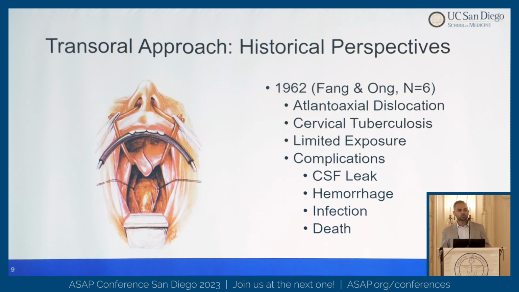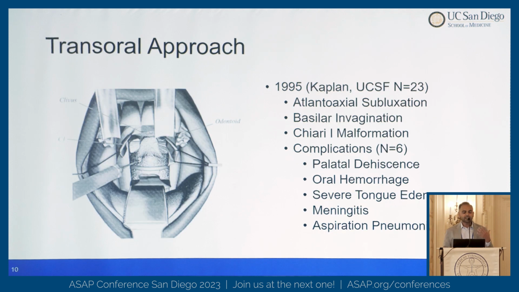First, speaking to the transoral approach, this has been around since the 1960s. Initially it was done for atlantoaxial dislocation as well as cervical TB, but as you can imagine, going through the mouth, depending on the patient's degree of exposure, you'd have very limited access to the C1, C2 complex. And the incidence of postoperative complications was quite high. This includes CSF leak, postoperative bleeding from the mouth, infection, and even in some cases, mortality. Advancements over a period of decades led to significant improvements in the technique as well as application to both basilar invagination as well as Chiari type 1.